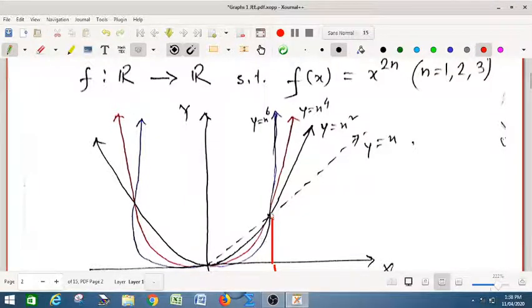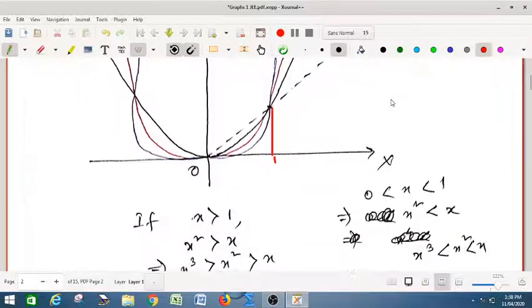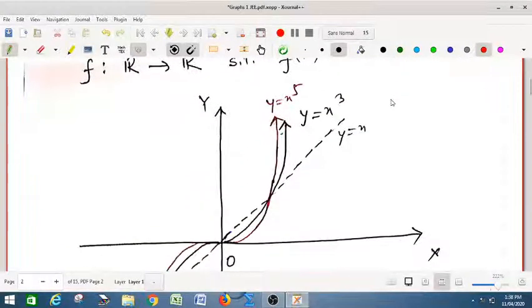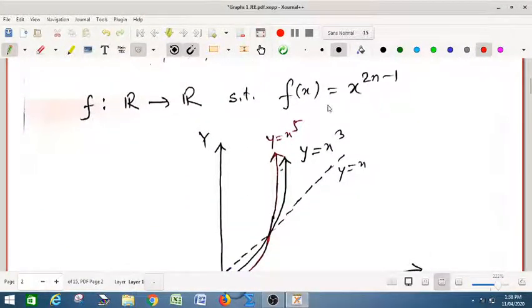But the nature has changed when x is greater than 1. Look at that, for more than 1, x to the power 6 is greater than x to the power 4 and greater than x square. So same thing in the negative side also. So this is the graph for even functions, x to the power 2n. Similarly we'll have graph for odd functions, x to the power 2n minus 1.